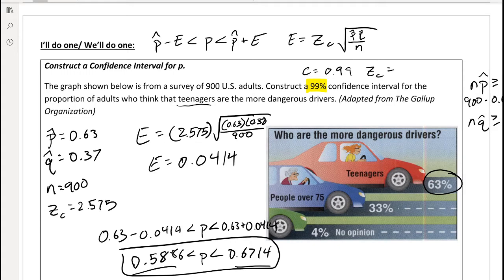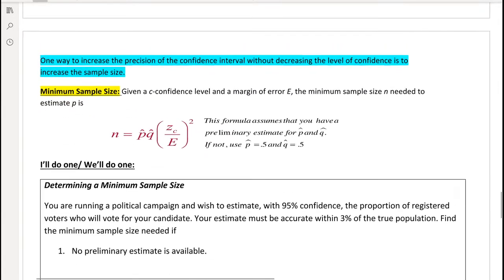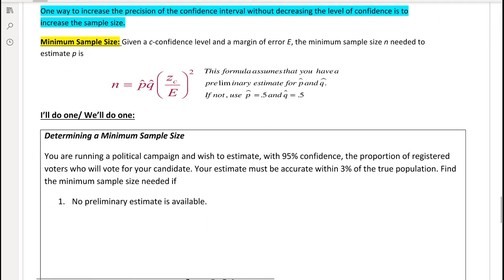Hopefully today we get to finish up 6.3. Hopefully you're feeling a little bit more confident as well with confidence intervals. Today we're going to talk about how we can make our confidence intervals more accurate without losing out on anything. One way we can do that is to increase the minimum sample size, the number of people you need to survey, to make sure that you will have this precision of a confidence interval without decreasing the level of confidence.